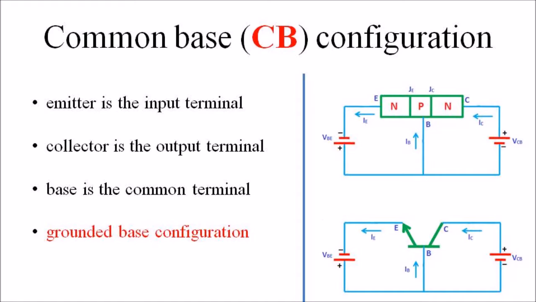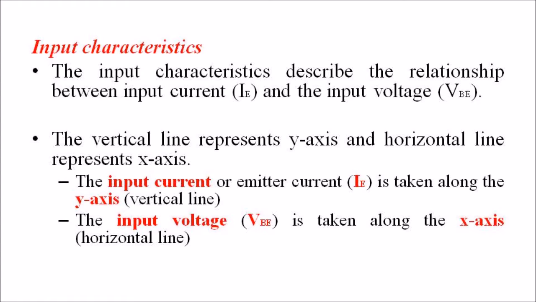This CB configuration, that is common base configuration, is not commonly used in a circuit. Now we are going to discuss the input characteristic as well as the output characteristic of this configuration. The input characteristic describes the relationship between the input current, that is IE, and the input voltage VBE.